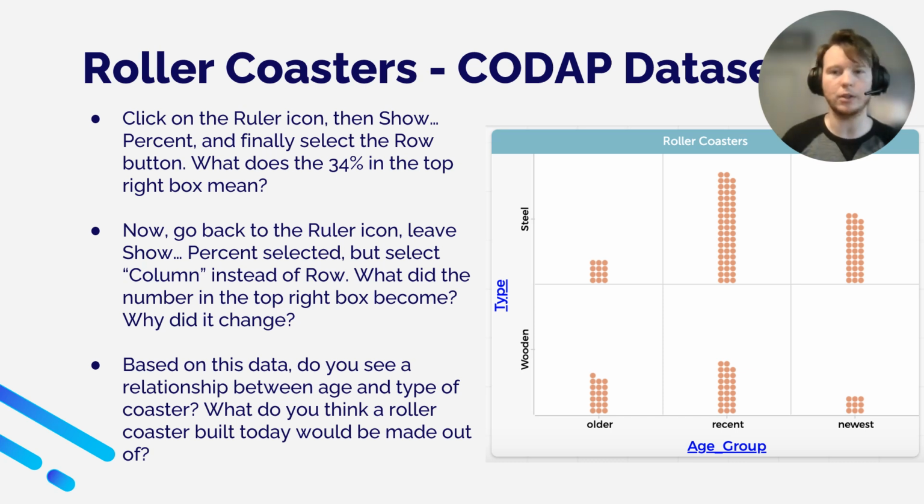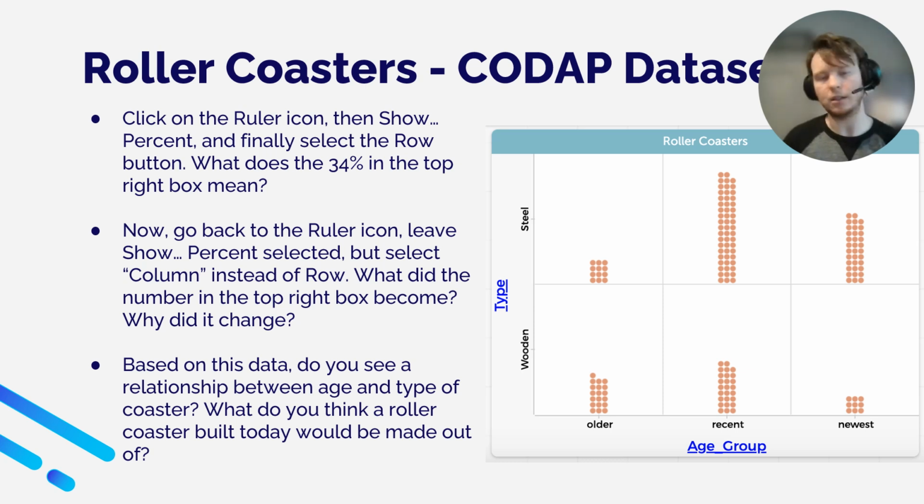So the next thing we're going to do is some work with this dot plot. Students should click on the ruler icon, then show %, and finally select the row button. So this should show them the percentage within each cell grouped by that row. The student should interpret the 34% number in the top right box, which indicates that 34% of the data in that top row is in that top right box.